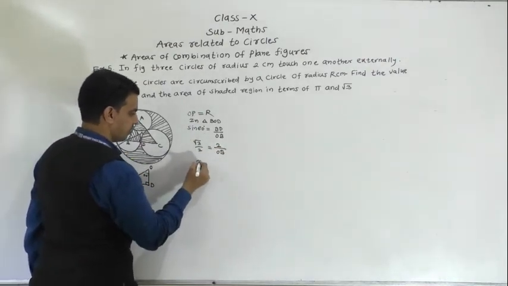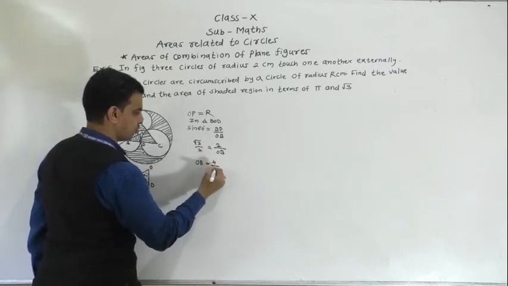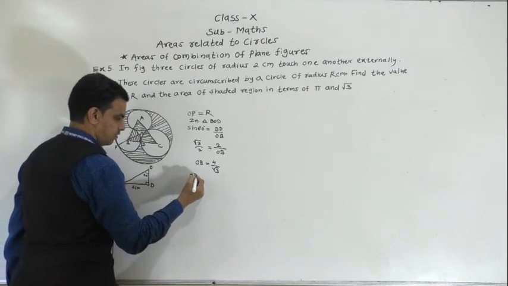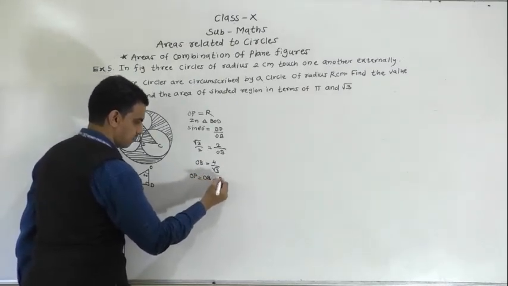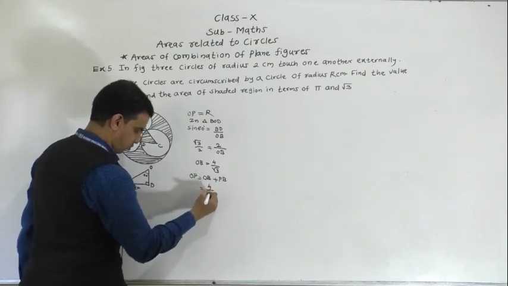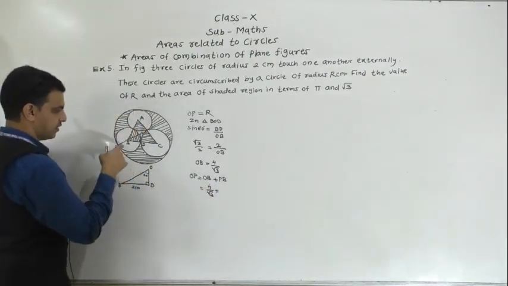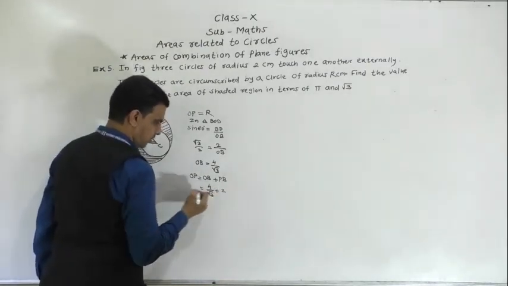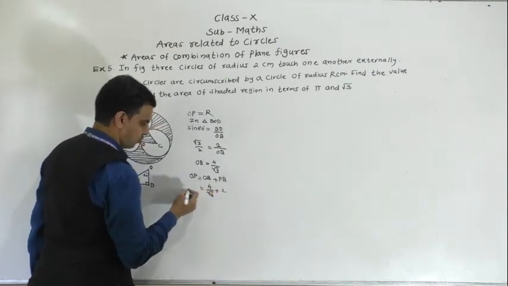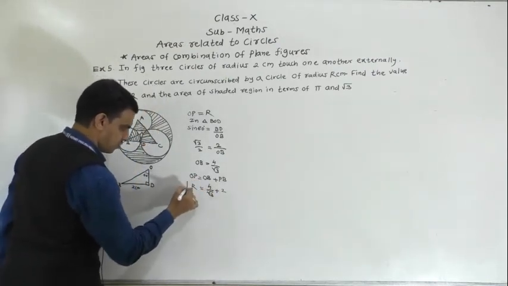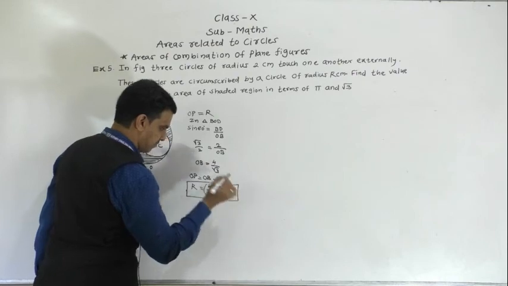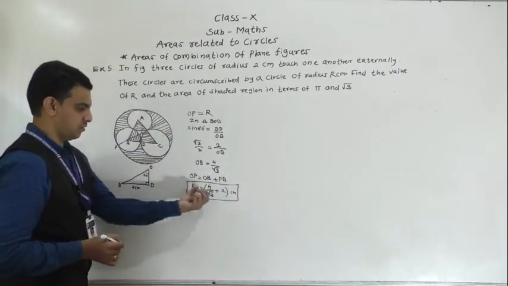So OB is equal to 4/√3. Now we have to find OP. So OP is equal to OB plus PB. Now OB we have, 4/√3, plus PB, that is 2 centimeter, because it is the radius of the small circle. So OP is 4/√3 plus 2, and OP means capital R. So capital R is equal to 4/√3 plus 2 centimeter. Now we have capital R.